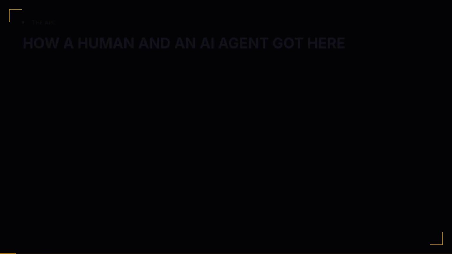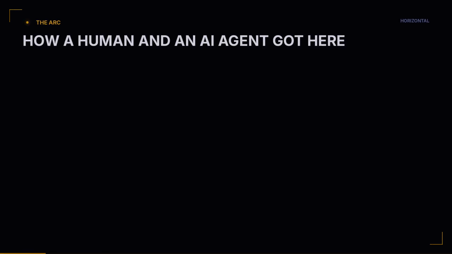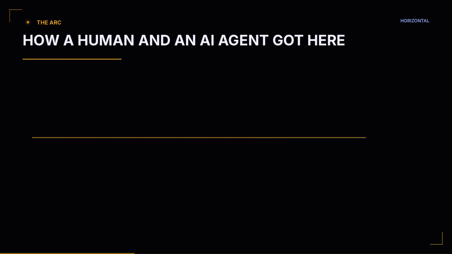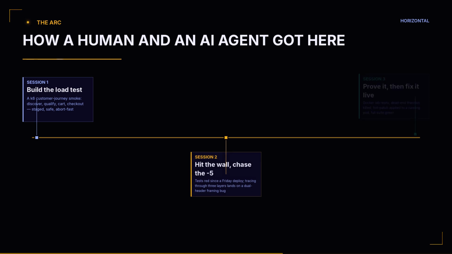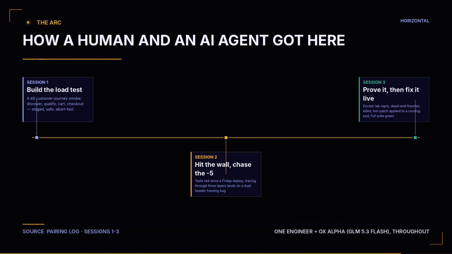This story is really 3 sessions of pairing between an engineer and GLM 5.3 Flash. Session 1 built the weapon, a load test suite that drives the whole buyer phone journey, staged so it can never place a real order. Session 2 hit the wall. Every qualification call returned -5 and traced the failure through 3 layers of platform. Session 3 is today. Reproduce it locally, kill the wrong theories, and patch the bug while the service keeps running.